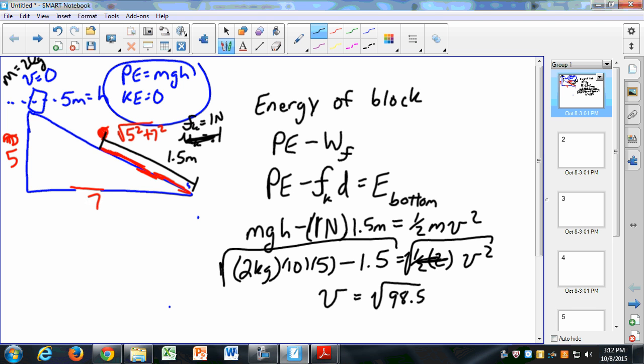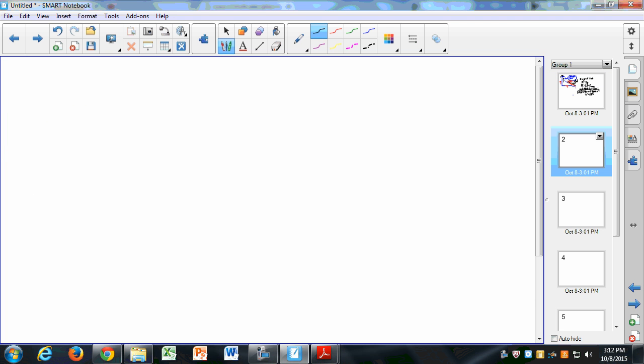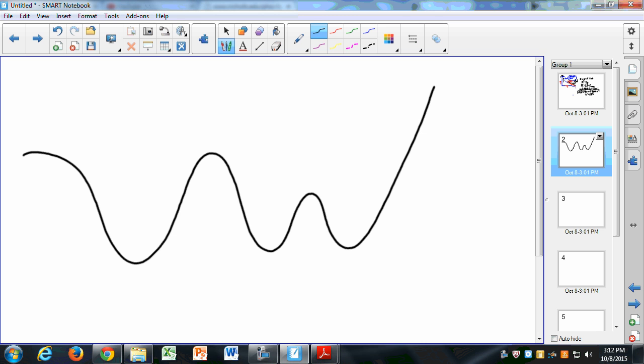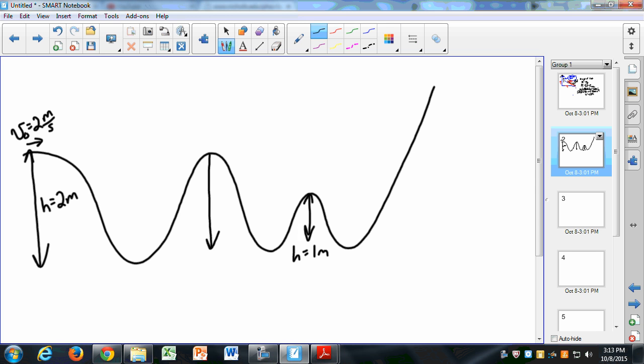You want to work another conservation of energy problem? Okay. Let's do like the roller coaster problem. This is like that number 7, but without the sticky patch. Let's say that I have a track that looks like this. Say that this height is 2 meters. This height is 1 meter. And up here, the initial velocity is 2 meters per second. Have this object, roller coaster, whatever you want to think of, that's going at 2 meters per second. Oh, and this height is also 2 meters.